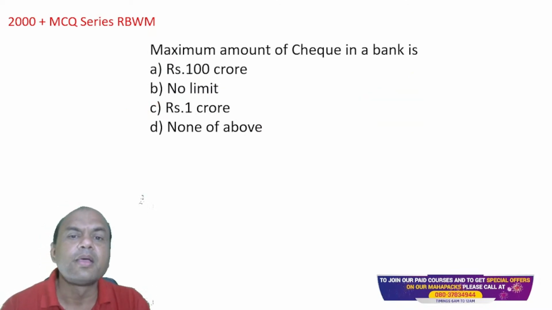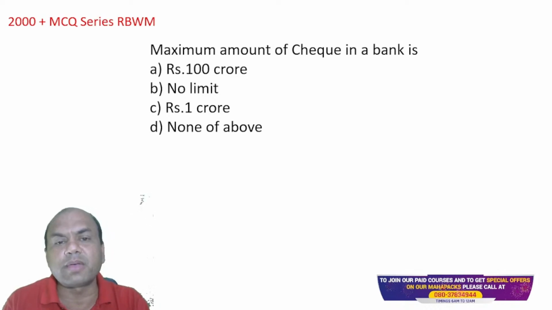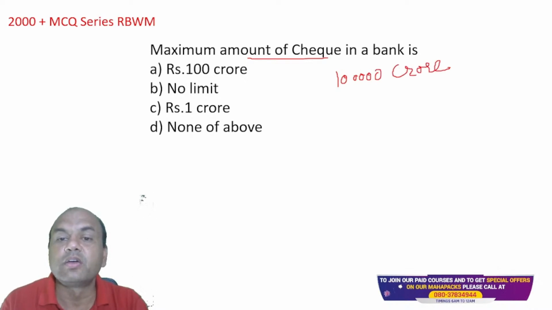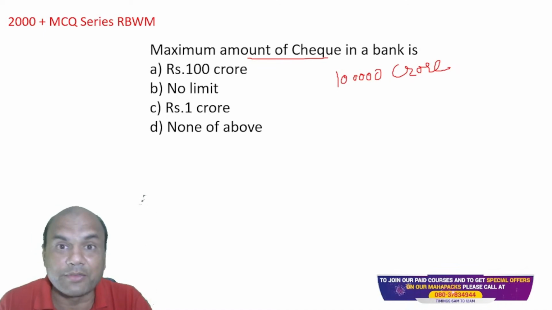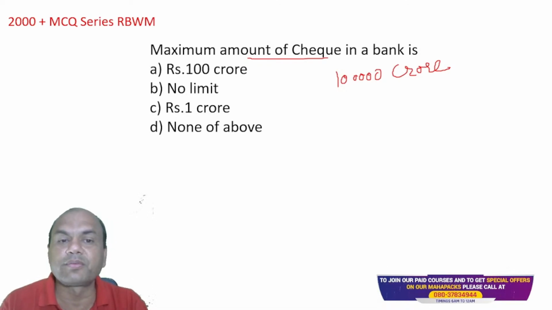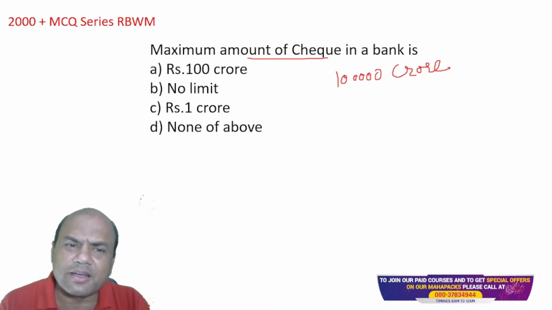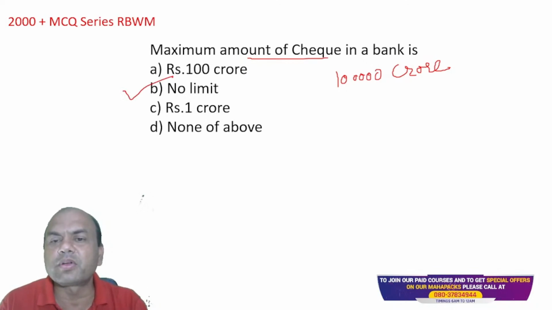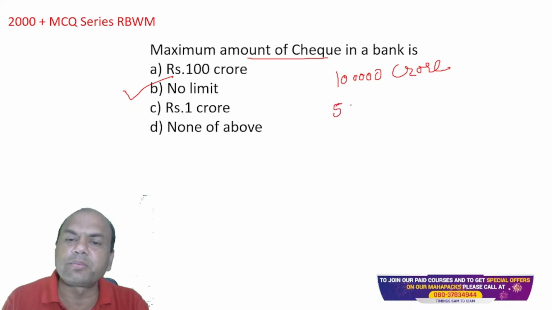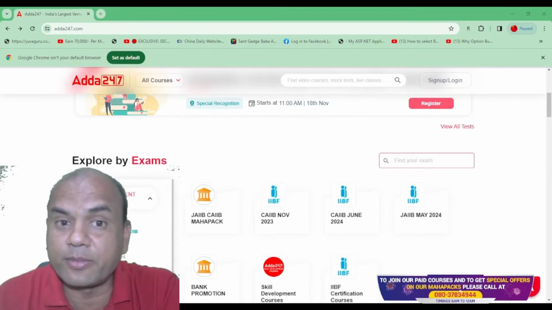Okay. What is the maximum amount of cheque I can write in the bank? Tomorrow if I write a cheque to you of, let's say, 1 lakh crore, obviously if I have the balance. I don't have that much balance, neither do you. But can I write a cheque of this amount? 100 crore, no limit, 1 crore, none of the above. I can write, isn't it? No limit. I can write any amount of cheque. Maximum, minimum is also there. I can write a 50 paise cheque also. So friends, that was the JAIIB session for you.